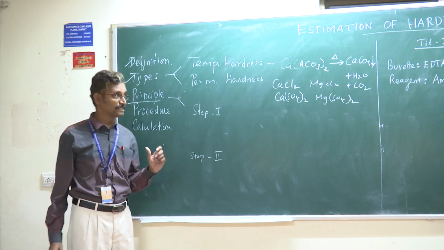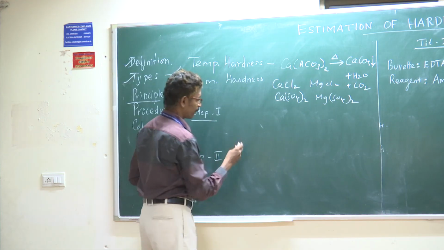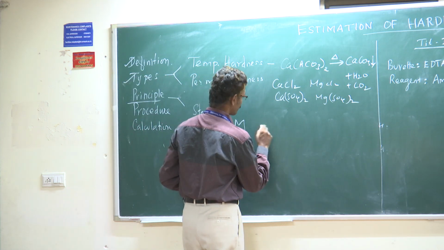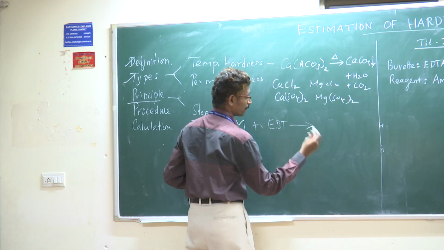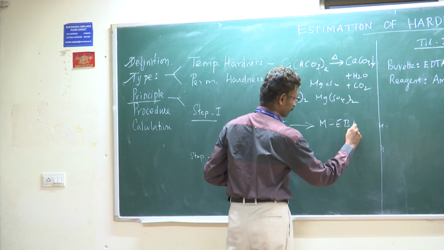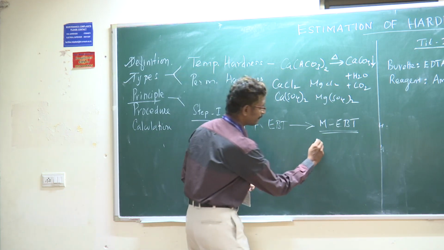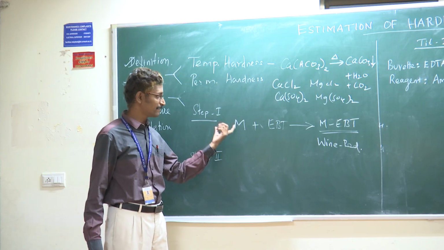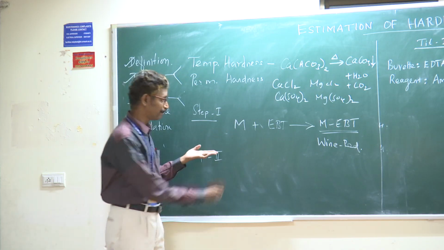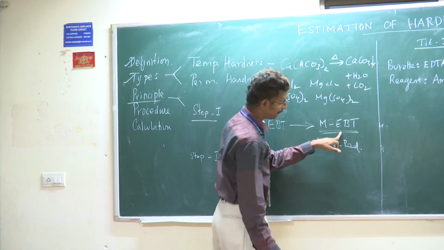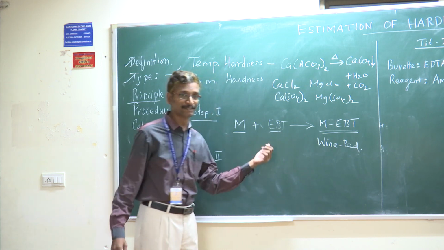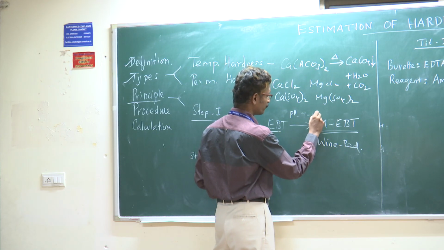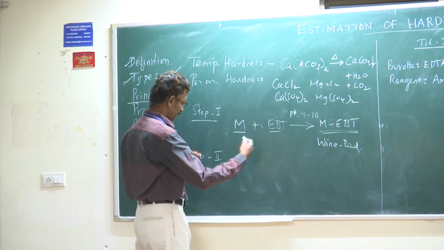There are two steps involved in the principle behind this estimation of hardness. Step 1: hardness causing substances like calcium and magnesium, represented as M, form an unstable wine red colored complex when they react with eriochrome black T, an azo dye, in the presence of an ammonia buffer. The pH is to be maintained at 9 to 10. So, this is step 1.